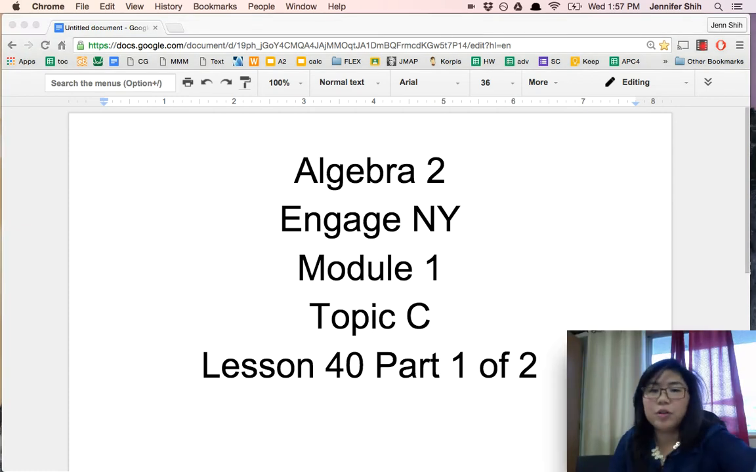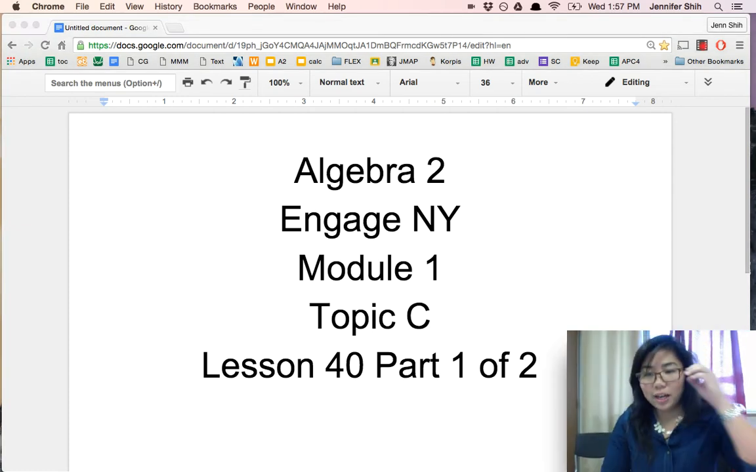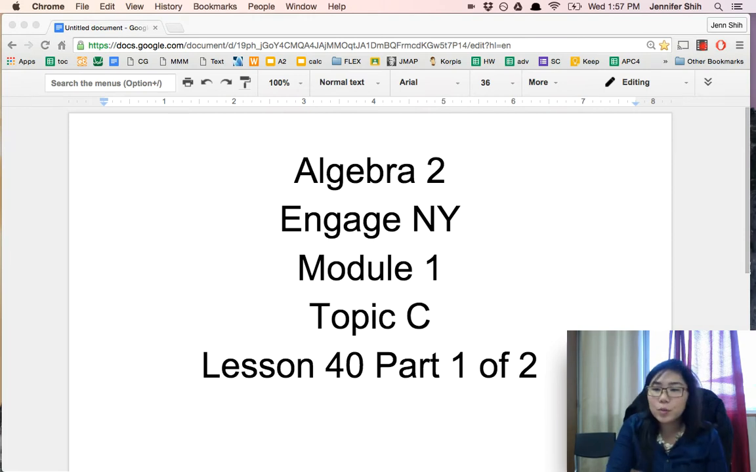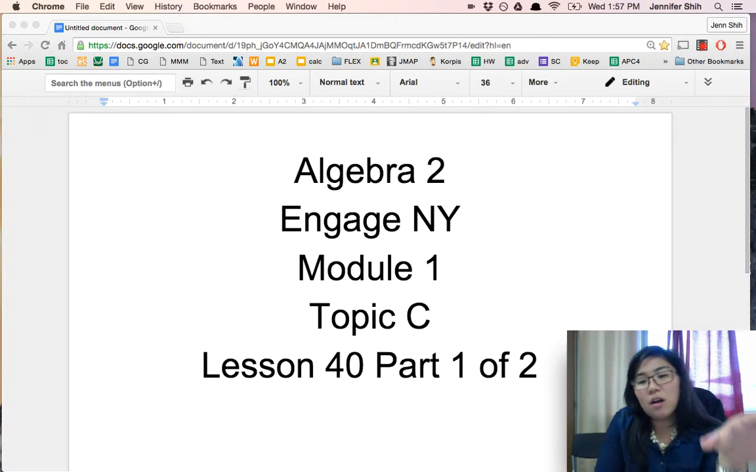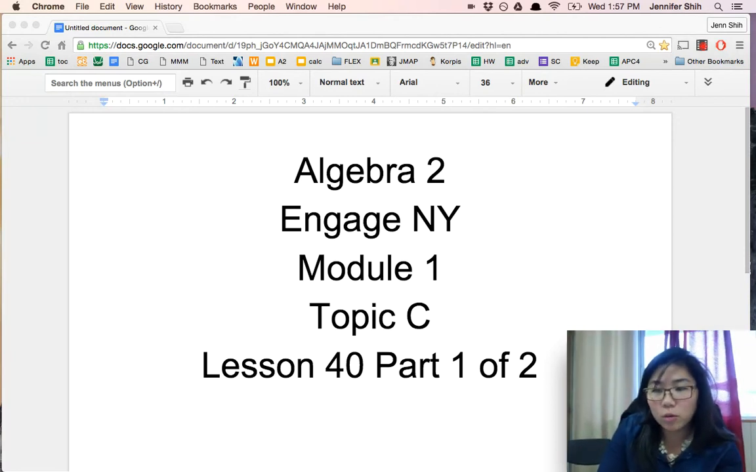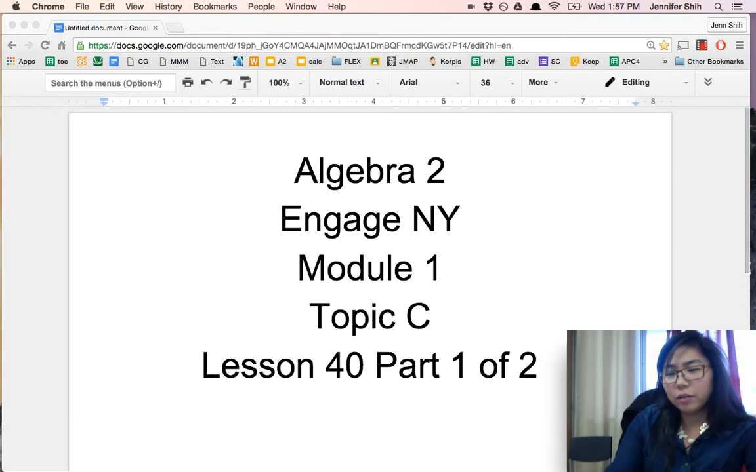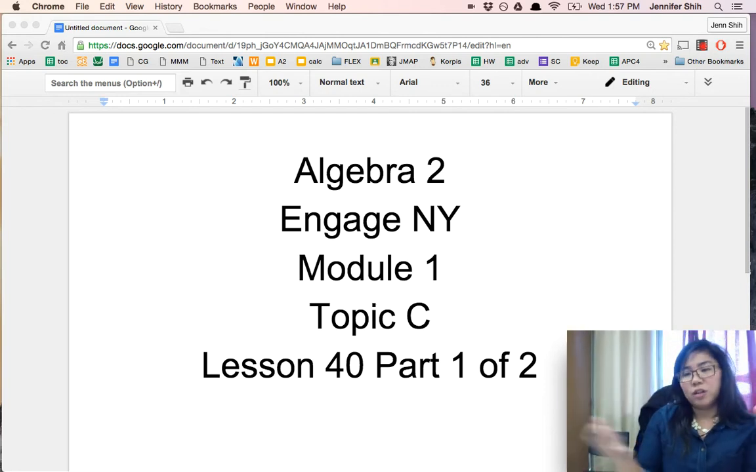This is going to be your notes for lesson 40, and I'm going to try to do this in 2 parts so it's not too long. It is a long example. If you have a chance to take the soft copy of the notes and print out a copy, it might be better for you, and then just go ahead and include it in your notebook.